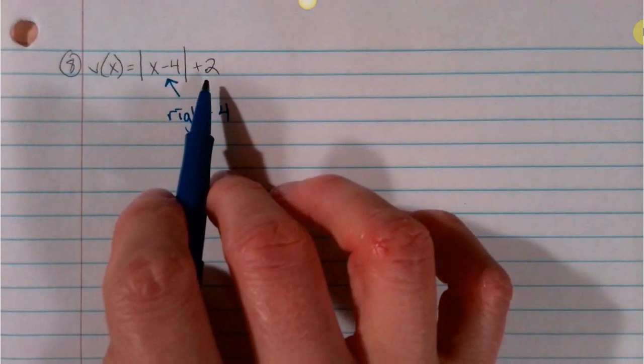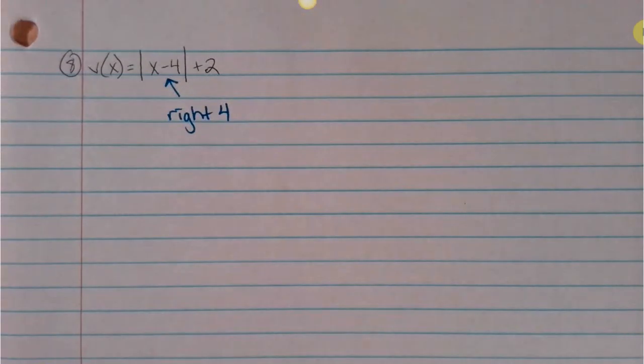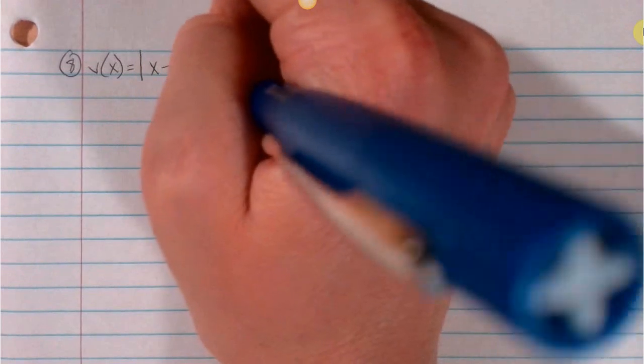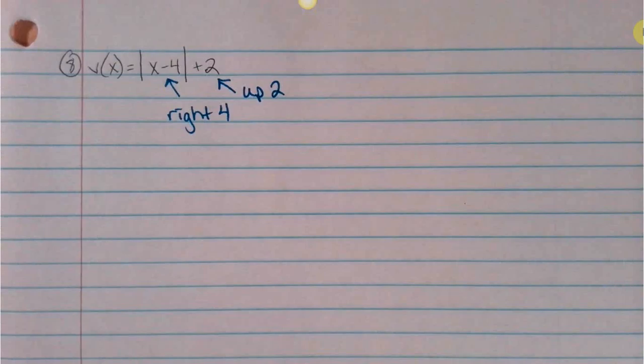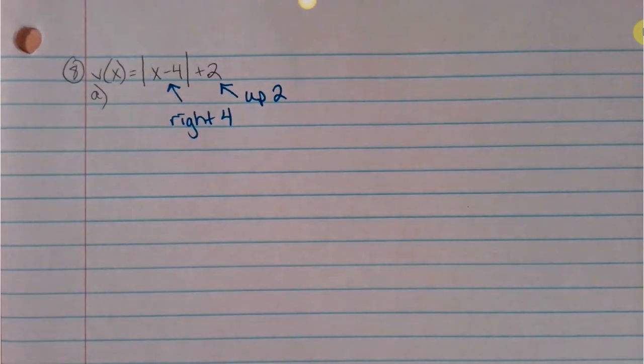And then the plus 2, since it's on the outside of the absolute value bars, affects our graph vertically. And because it's a positive, that tells us to move up 2. So those would be our transformations. Those would be our answers to part A. And then part B wants us to actually apply those transformations to the graph.